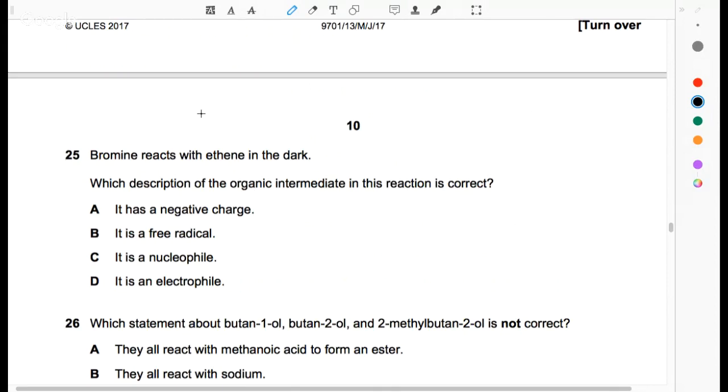Bromine reacts with ethene in the dark. What is the description? What is the intermediate? What is the intermediate in the reaction? It's a carbocation. So it's positive, it's an electrophile. It can't be A and B, obviously. It's not a free radical, that would be D.